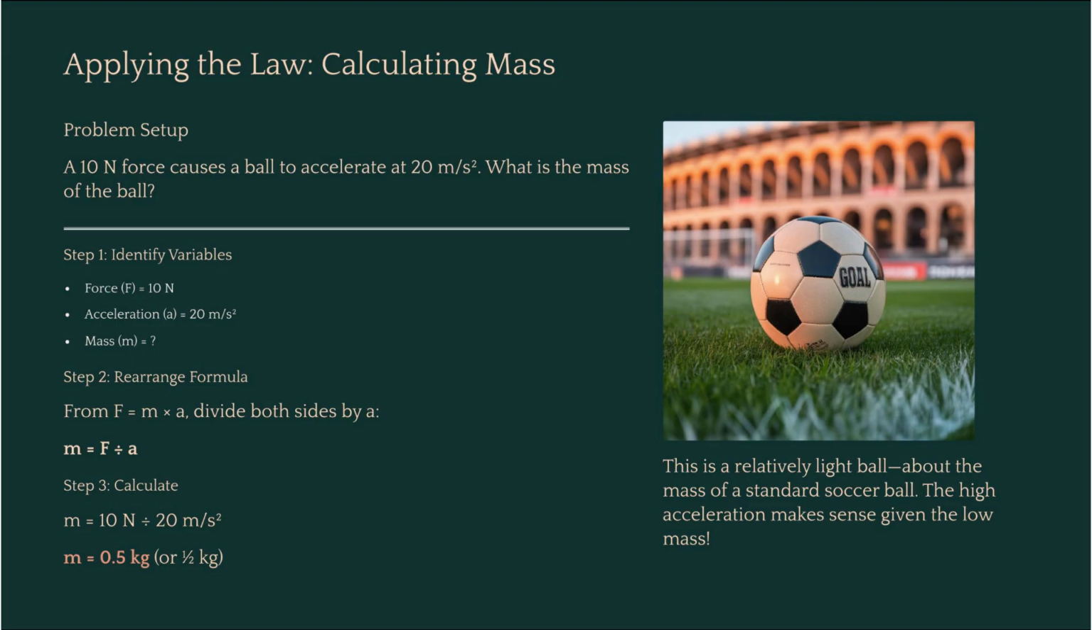You can also use the law to find the mass. We rearrange the formula again to m equals F divided by a. Suppose a 10 newton force causes a ball to accelerate quickly at 20 meters per second squared. We divide 10 newtons by 20 meters per second squared. The mass of the ball is 1 over 2 kilogram, or 0.5 kilogram. It must be a very light ball.